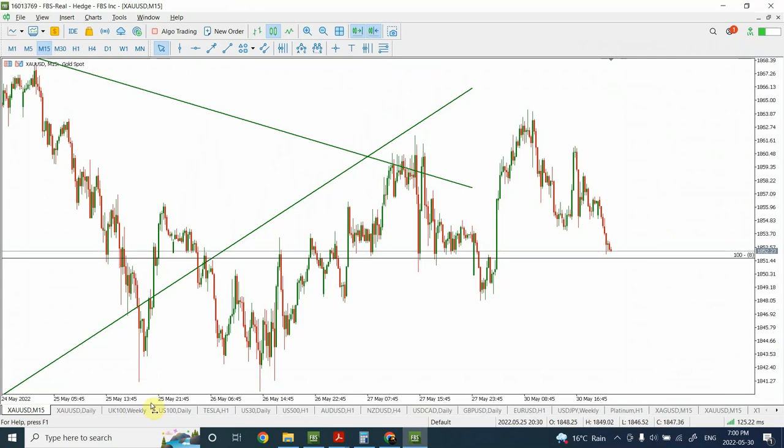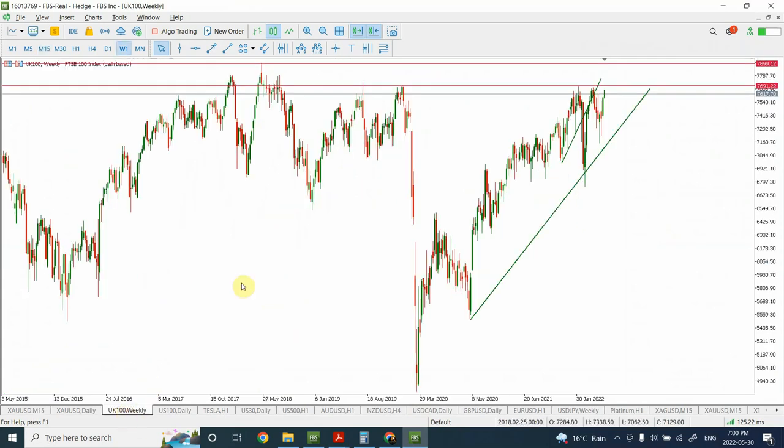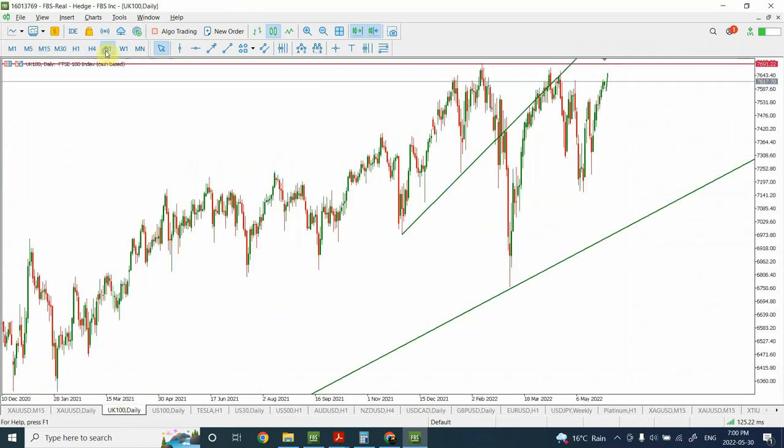I have a daily chart here for FTSE, and we can definitely look at the daily chart. And if you guys are hearing some noises, don't worry about it.